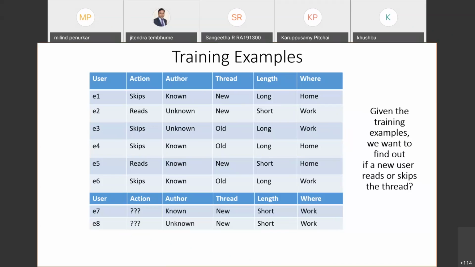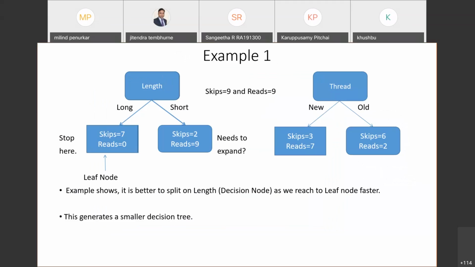So given this particular training example, we would like to find out if a new user reads or skips the thread, right? So let's see. Now let's say example 1.